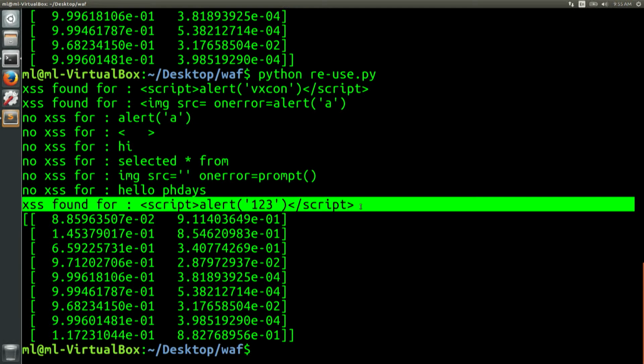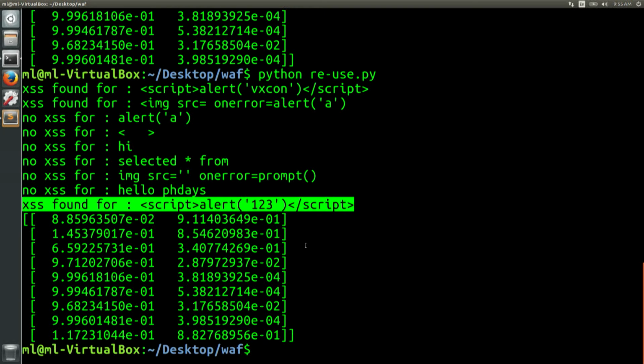Okay, now it found that it is an XSS. So what I want you to try is, we are all familiar with XSS, right? So why don't you put in your own payloads and see if you can get a false prediction, and then we will go into understanding how this algorithm works. So have fun for like 5 minutes with this algorithm.